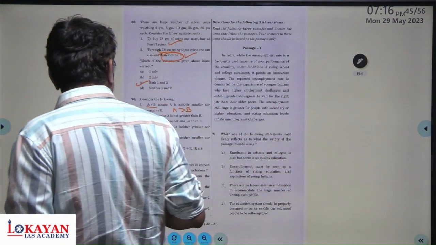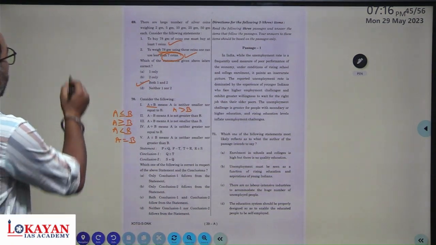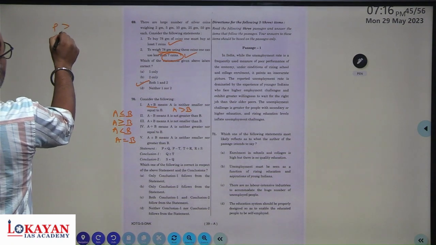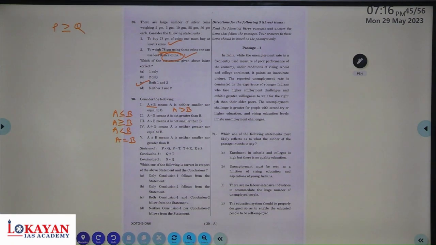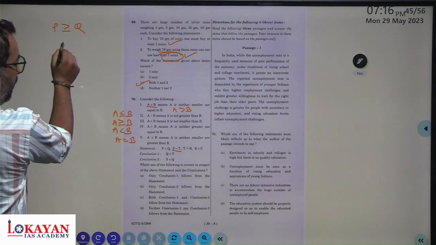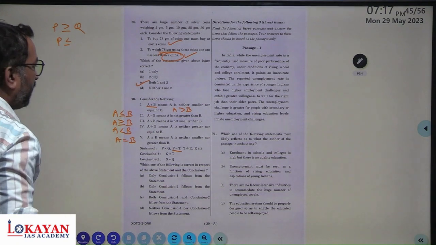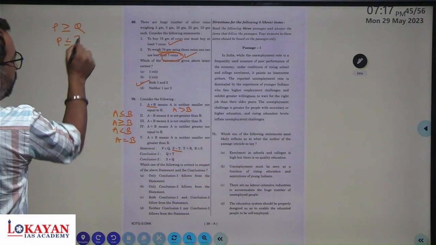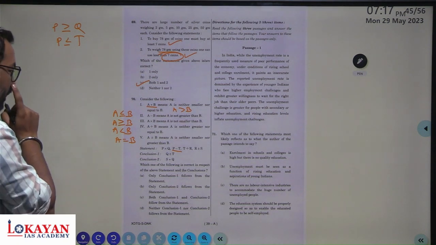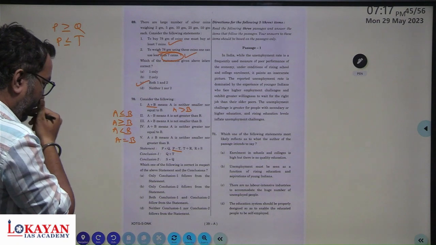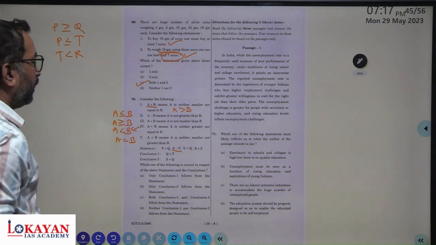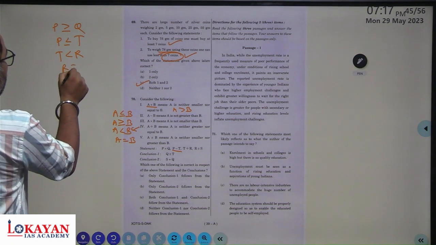Now there are 3 or 4 statements. The statement says P into Q. Multiplication means P is greater than or equal to Q. P minus T means P is less than or equal to T. T divided by R means T is less than R. And R plus minus S means R is equal to S.